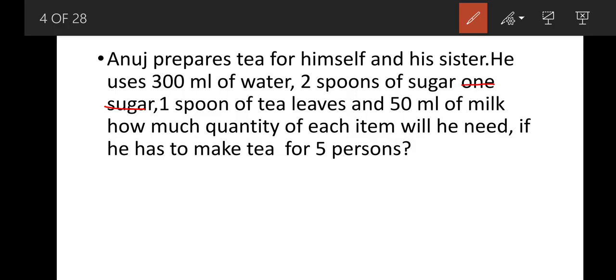And dear children, it is quite obvious that if I need to make the tea for more number of persons, I need to increase these quantities of water, spoons of sugar, spoon of tea leaves and milk also. So this is a case of variation. It means increase or decrease in one quantity affects or causes the increase or decrease in other quantity.